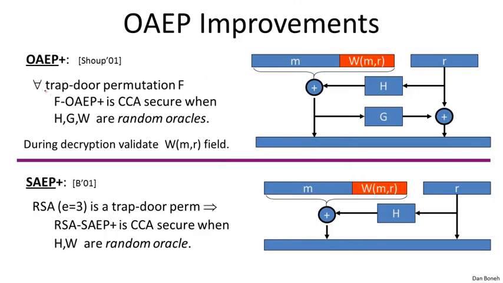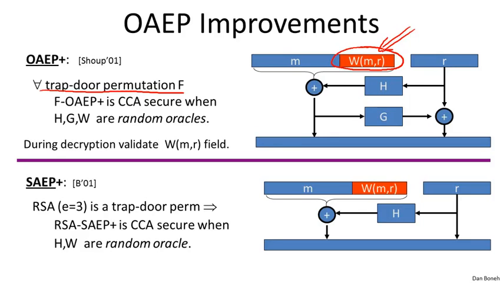It shows that if you give me a general trapdoor permutation F, and you replace the fixed pad that's used in OAEP by a hash function W, which is a hash function of the message M and the randomness R that you're encrypting with, and then during decryption, you check that this hash value is correct. So when you decrypt, you check that W of M, R is really what's written in this position in the plaintext. If you do that, then this OAEP, called OAEP+, is in fact CCA secure. It's chosen ciphertext secure for any trapdoor permutation. You don't have to rely on specific properties of RSA.